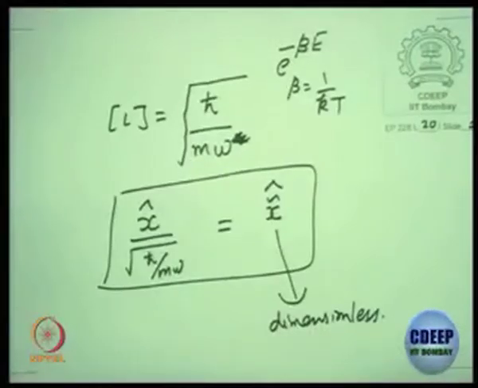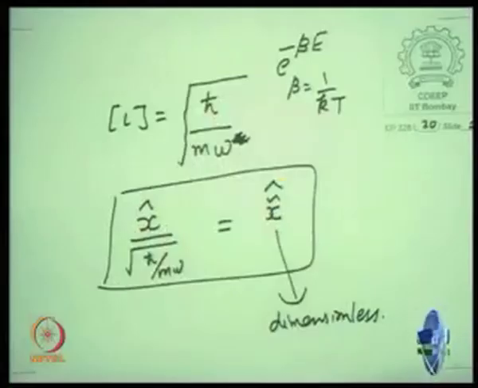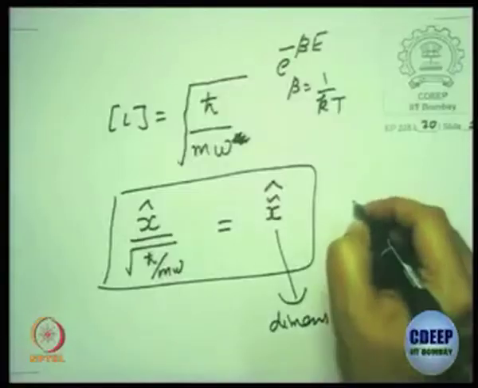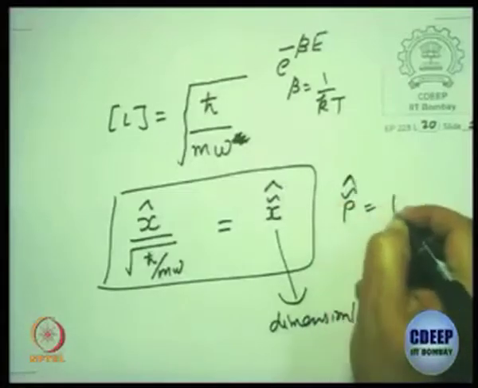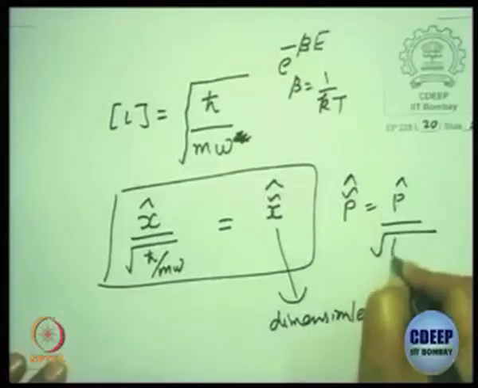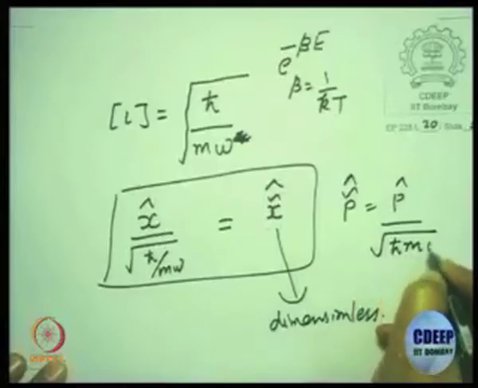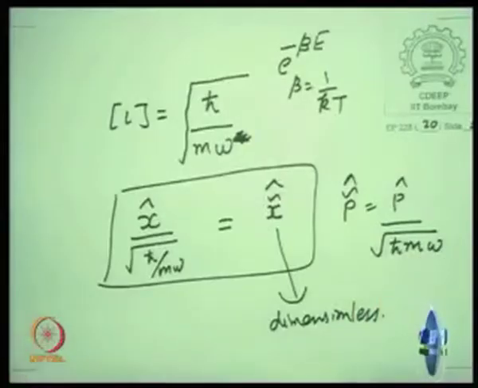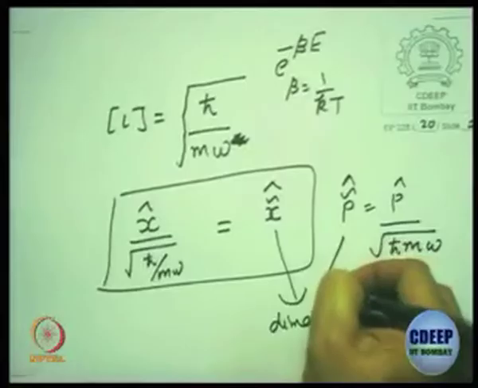Can we do a similar thing for momentum? Can you find a unit using h cross, m and omega which can give you momentum? Someone? p tilde hat will be p hat divided by root h bar m omega. So this is also dimensionless.